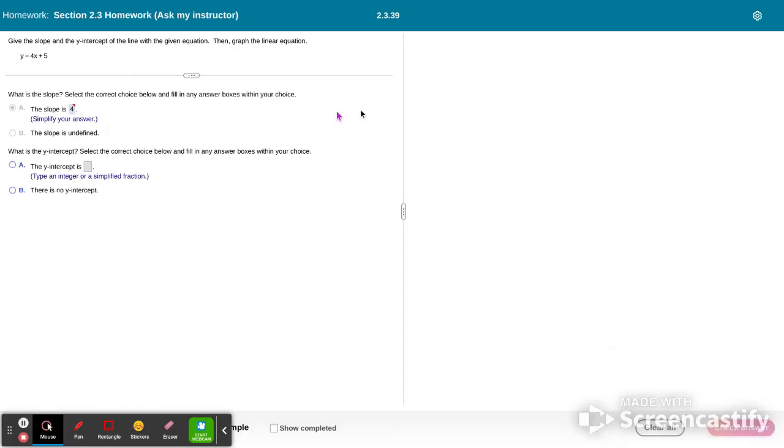Let's break this down. So this is a linear function. With linear functions, we come with this format where it's called m times x plus b. Let me clean that up a little bit. So y is equal to m times x plus b, where we know that the m value is our slope.